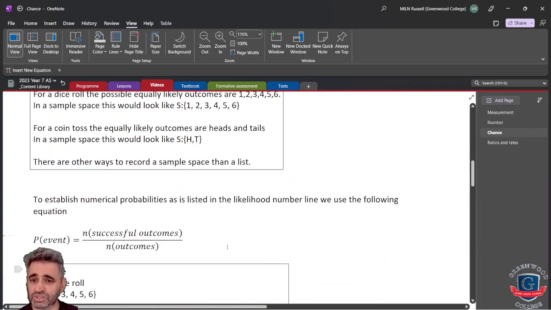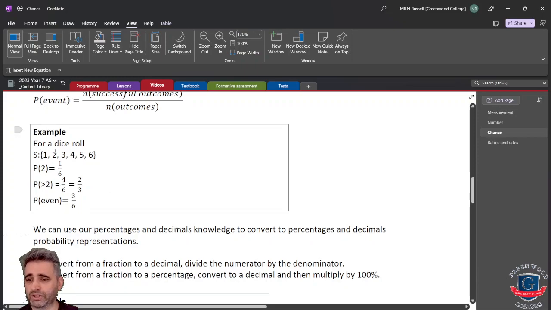Now, if we were going to establish a numerical probability, we use this formula. The probability of some event is equal to the number of successful outcomes divided by the number of outcomes. So for a dice roll, if we had 1, 2, 3, 4, 5, 6, probability of 2, we'd count up the number of 2s. There's 1, and we'd put that on the top, and we'll put the number of outcomes on the bottom. 1, 2, 3, 4, 5, 6, there it is on the bottom. If we're looking at the probability of greater than 2, we'd look at all the numbers greater than 2. So 3, 4, 5, 6, there's 4 of them, and divide it by the number of outcomes. There's 6 outcomes, it's on the bottom.